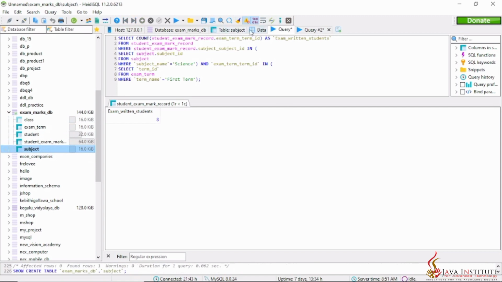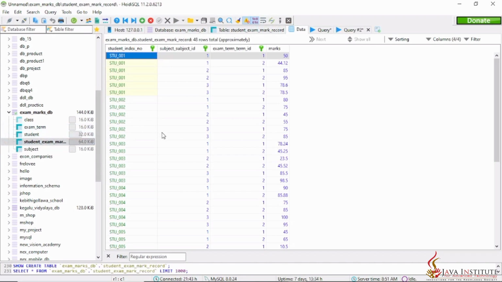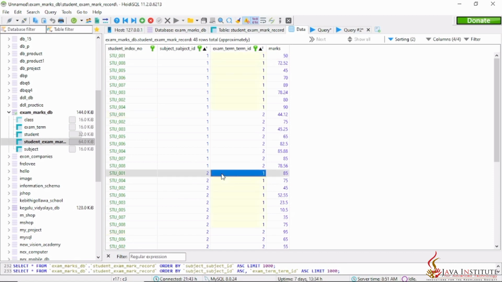Here in the subject table, the ID for science is 2, and then here in the exam term table, the ID for the first term is 1. So then here in the student exam record, we have to select subject ID 2, then exam term ID 1. Then let's see here. These are the records. That means 2, then this one, then this one, then this one, then this one, this one, this one. So the count is 8. That means it's the correct one.